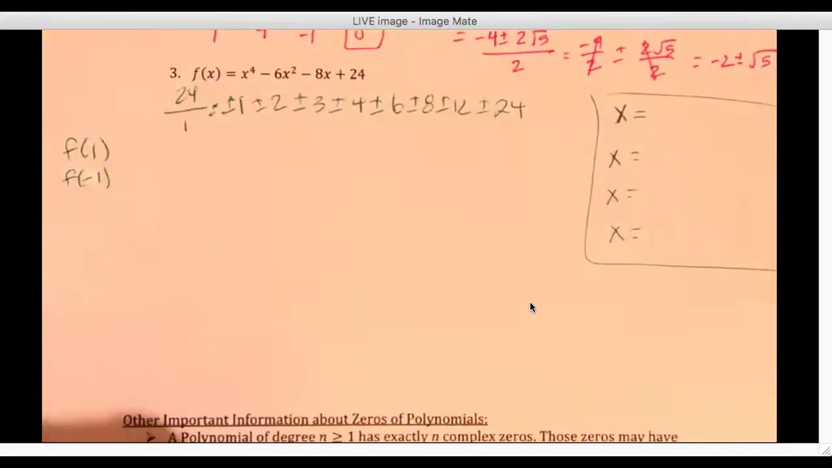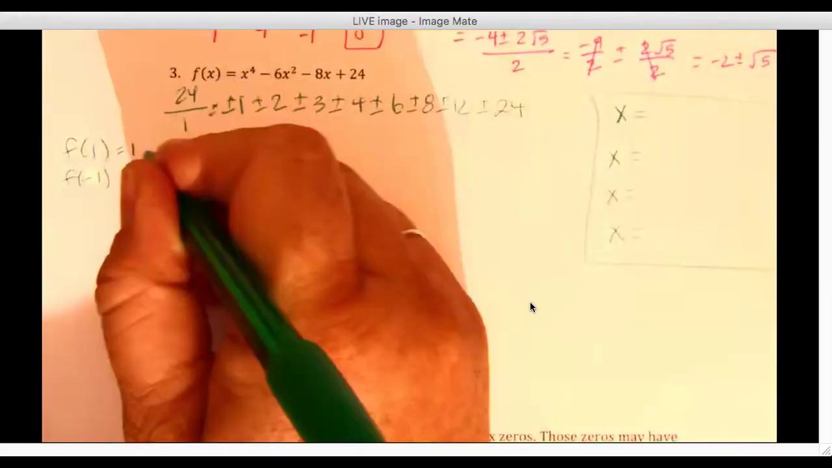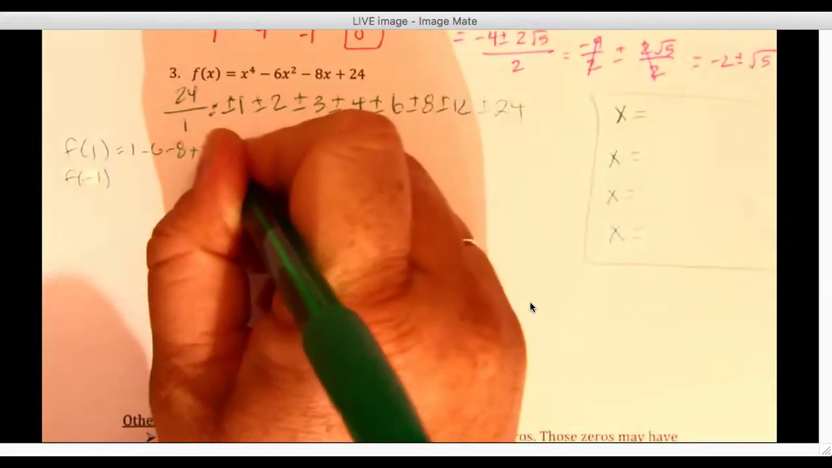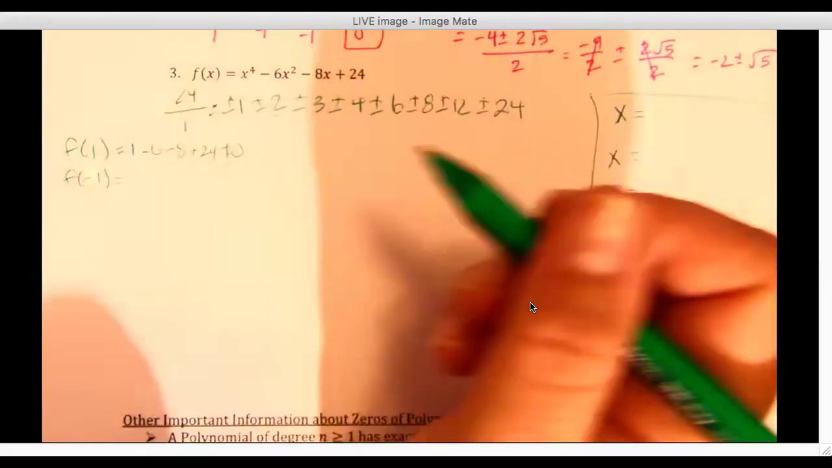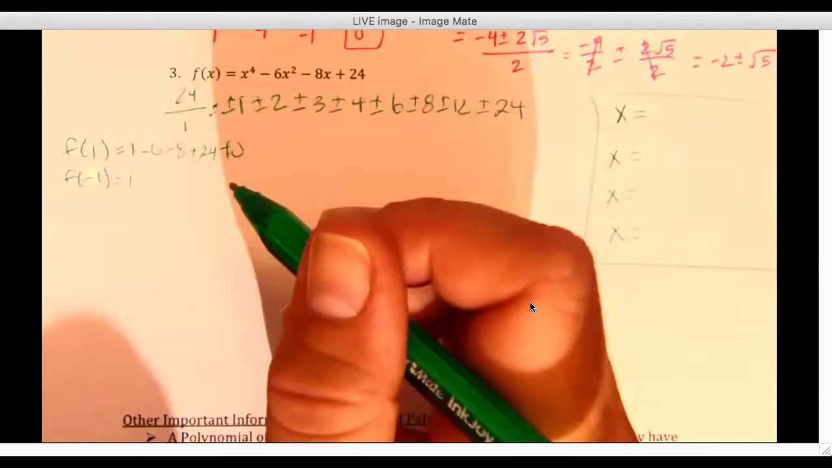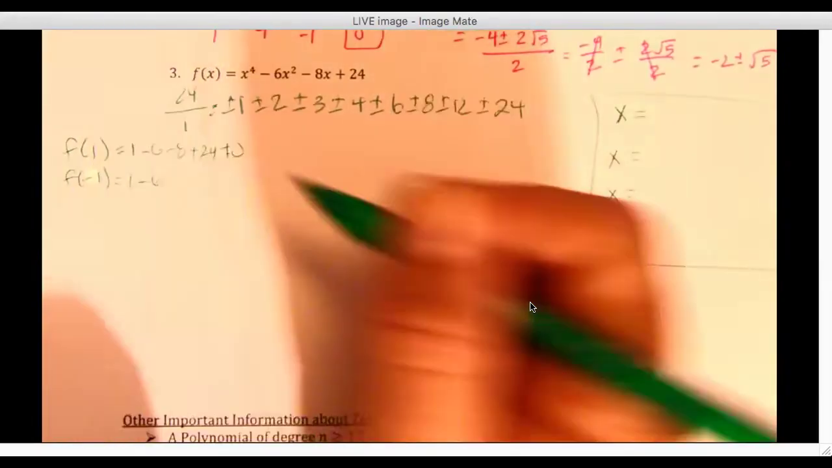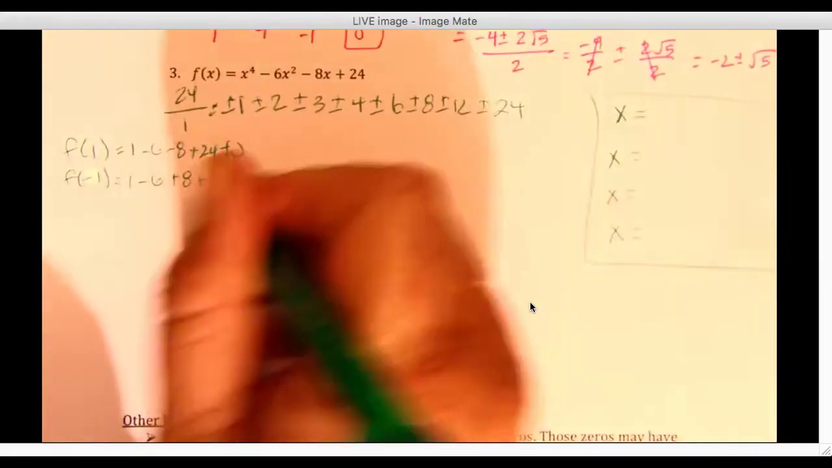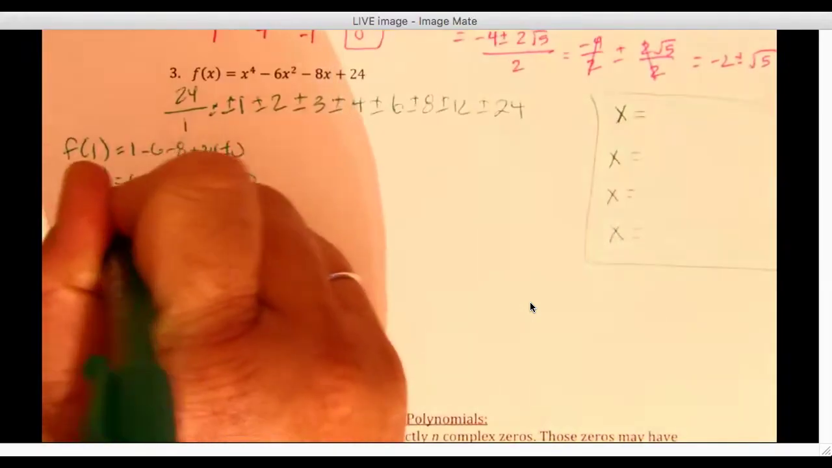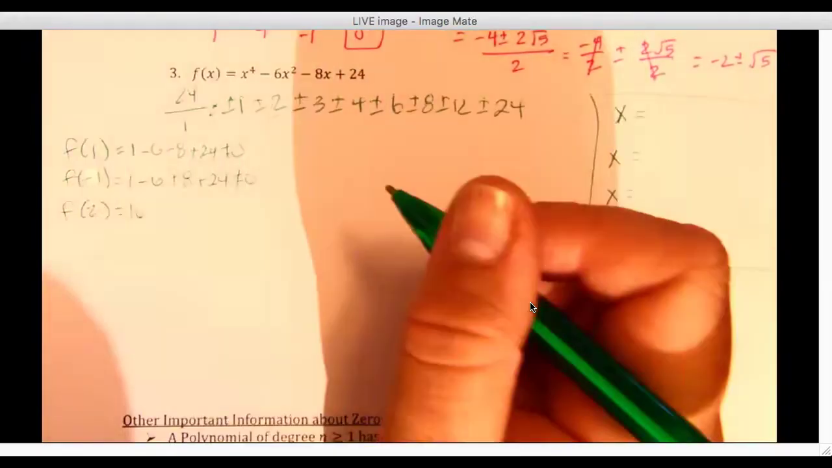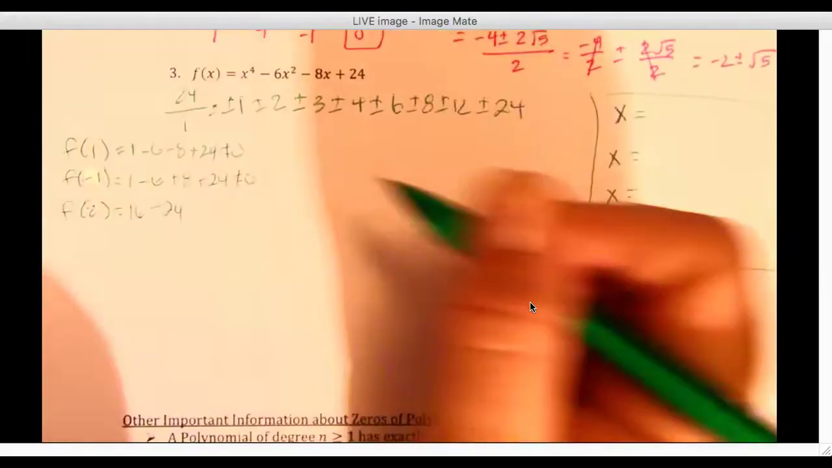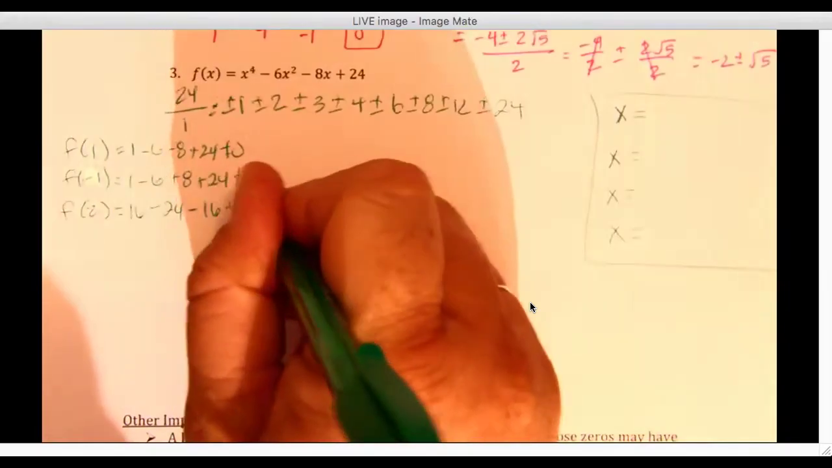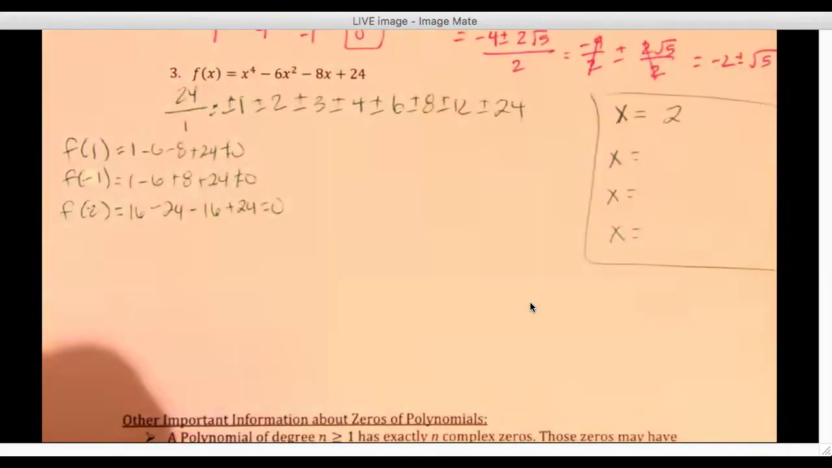So if we plug in 1, then I end up with 1 minus 6 minus 8 plus 24. That does not equal 0. If I plug in -1, I have 1 and then minus 6 plus 8 plus 24. That does not equal 0. I can try 2. Plugging in 2, I have 16 minus 24 minus 16 plus 24. And that one does equal 0. So that one works. We have a root of 2.